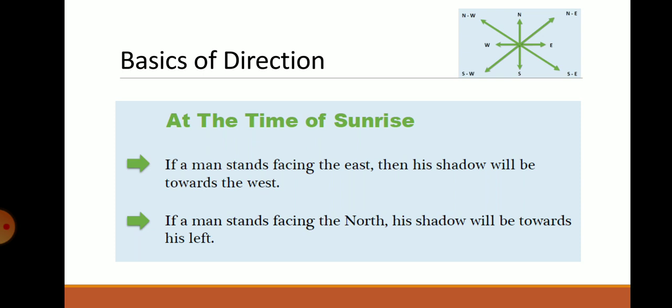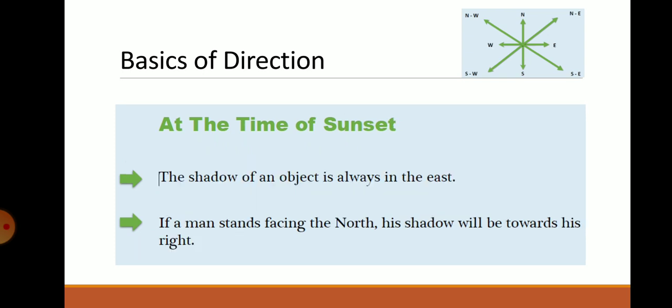If a man stands facing north, his shadow will fall towards his left, because the sun is in the east since it is rising, and the shadow of a person will always be towards the west direction. If you are facing north, your shadow will be in the west direction, that is nothing but your left direction. This is the first thing.